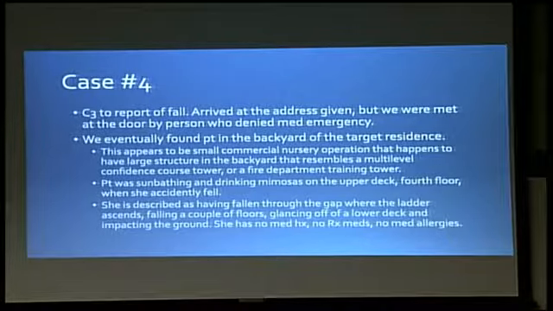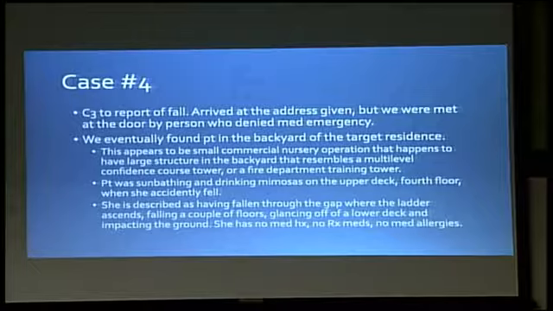Arrived at the address given on a fall, but we were met at the door by a person who said, "There's no emergency here. Why are you guys here?" Okay, so they pressed through anyway. Eventually found a patient in the backyard. This is a small commercial nursery operation. We don't know what they're growing. That happens to have a large structure in the backyard.